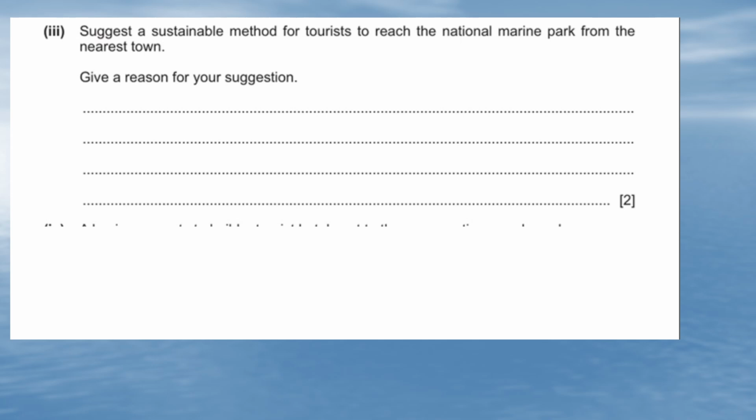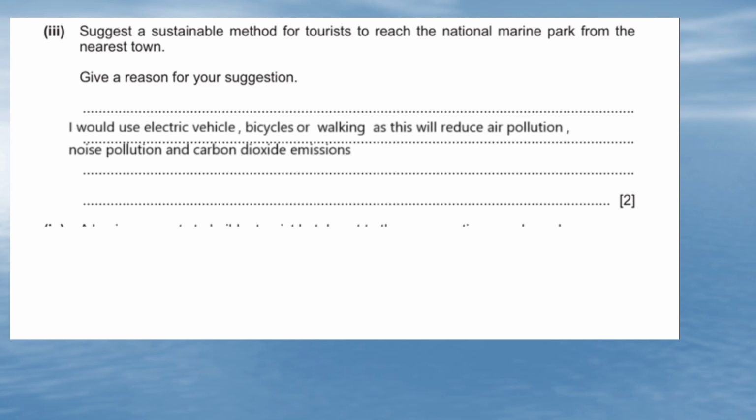We continue in chapter 6. They ask us to suggest a sustainable method for tourists to reach a national park from the nearest town and give a reason for your suggestion. And my suggestion here would be to use electric vehicles, bicycles or walking, as this will reduce air pollution, noise pollution and carbon dioxide emissions.